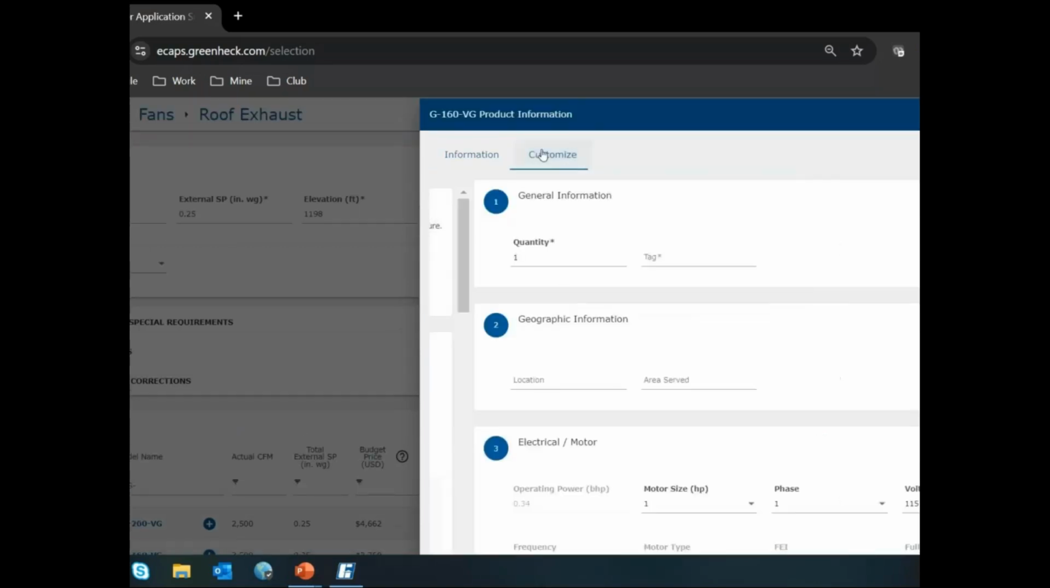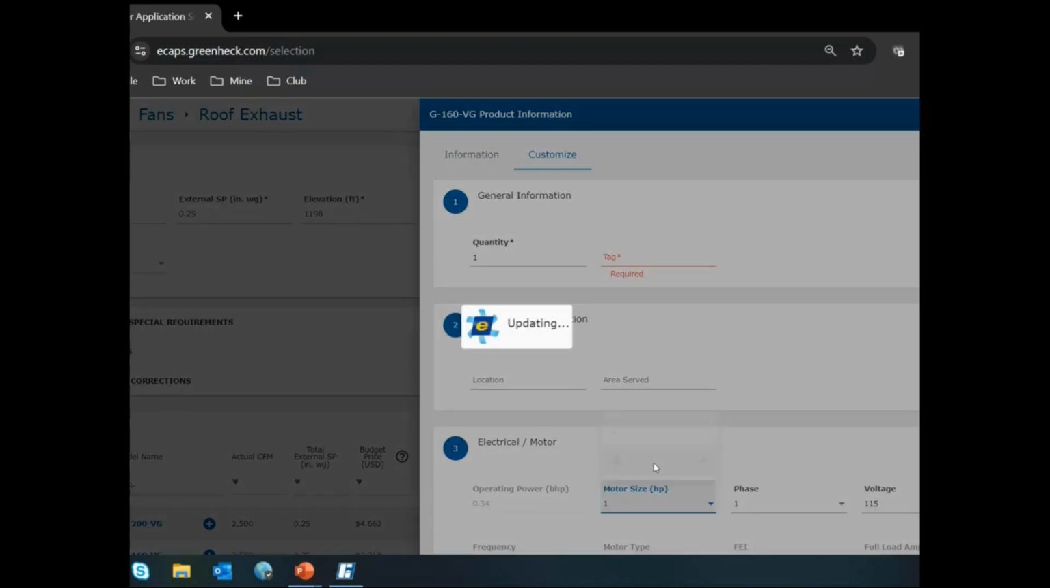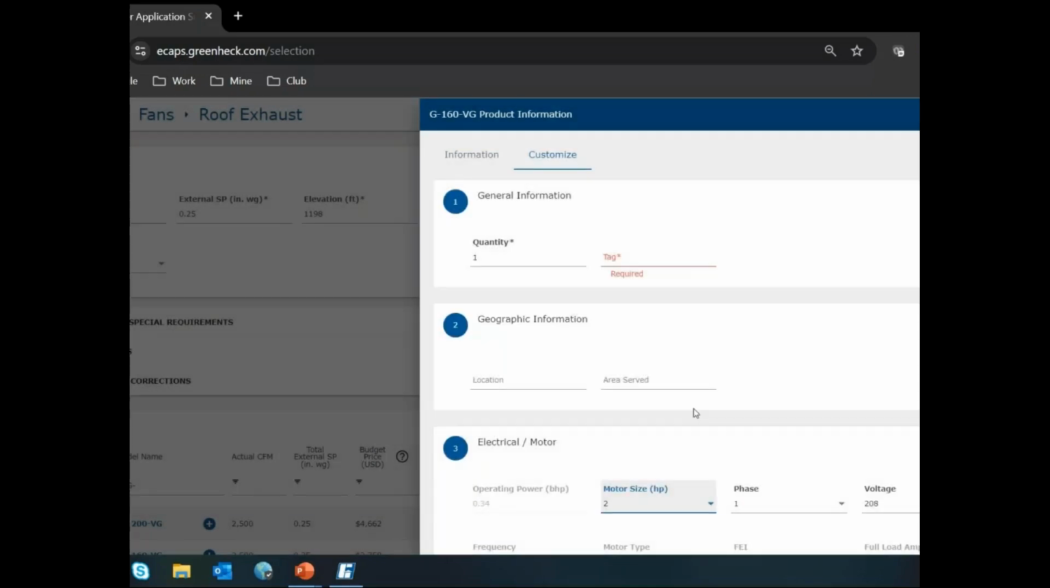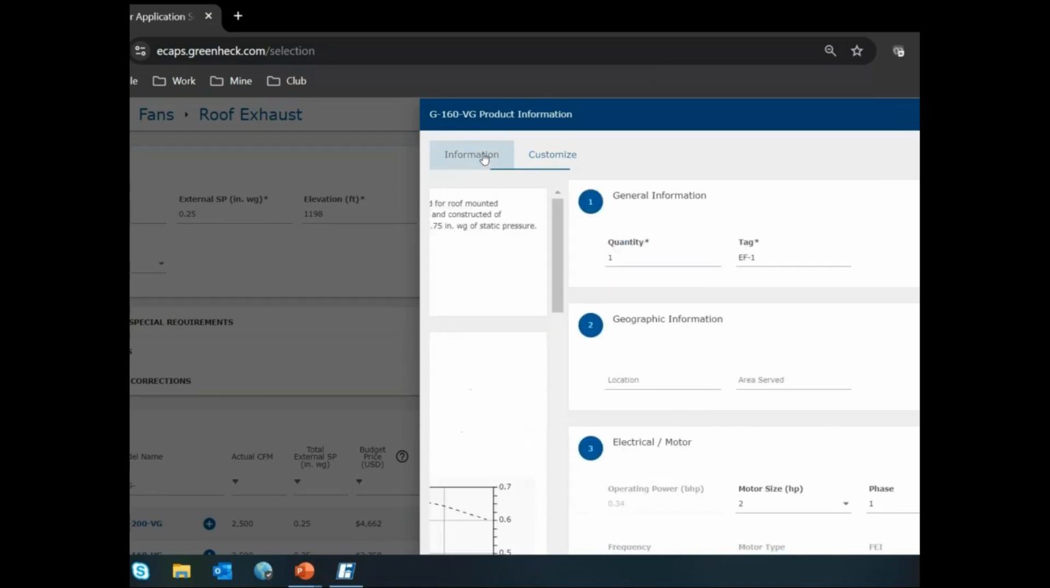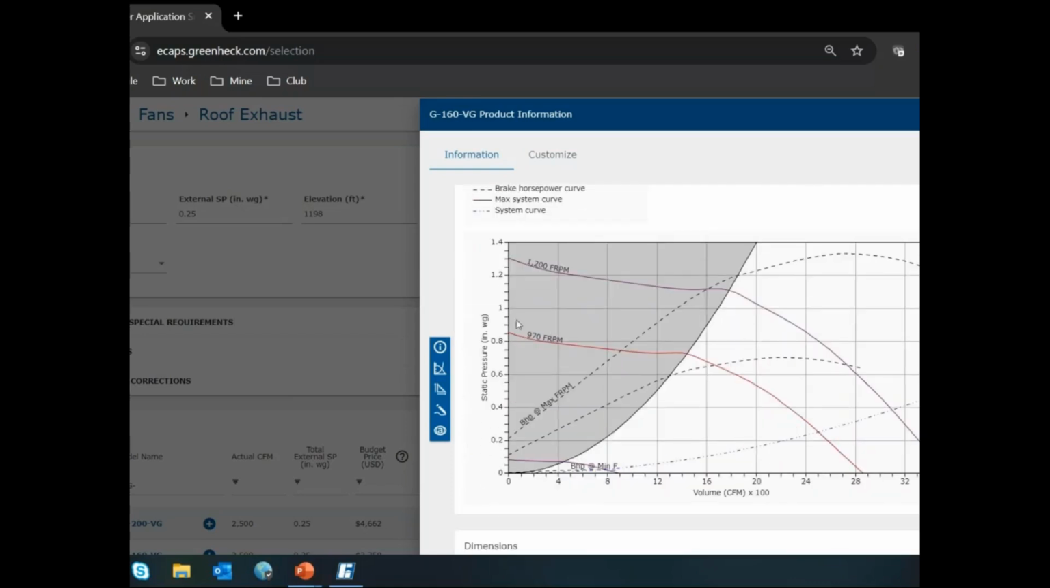We can even go into customize. And this is a great example of, hey, I could go up to a 2 horsepower here, right? I didn't tell it anything different here. So I'm going to put in my tag here, EF-1. I upsize the motor to 2 horse. If we go back to my fan curve, something to notice here: eCAPS is not dynamic. It didn't change this line.